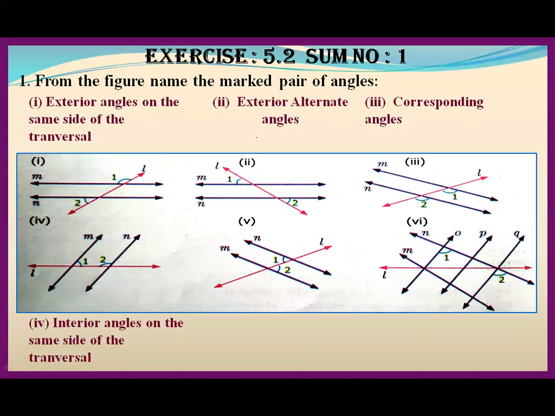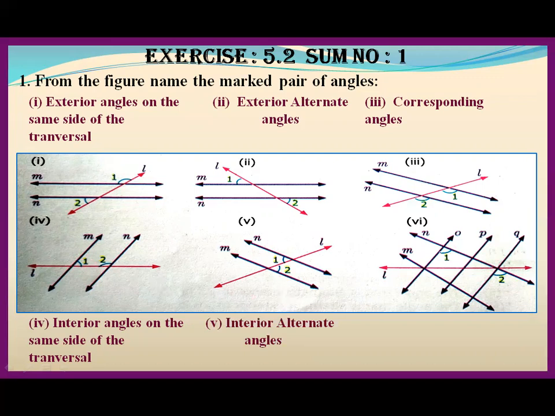Next one, again, you have both within the transversal, inside and on the same side. So they are interior angles on the same side of the transversal, or interior consecutive angles. Next, you have them opposite to the transversal and they are interior. So they are interior alternate angles.